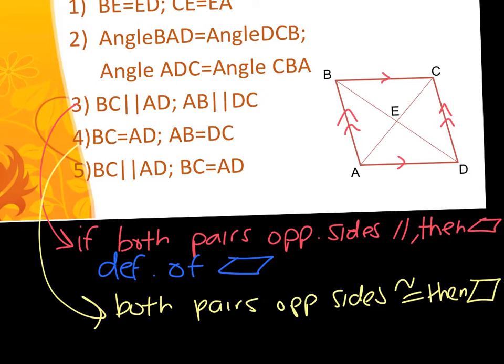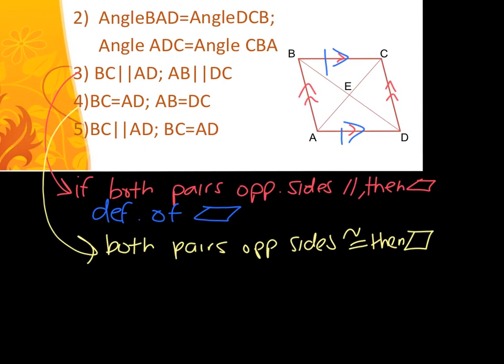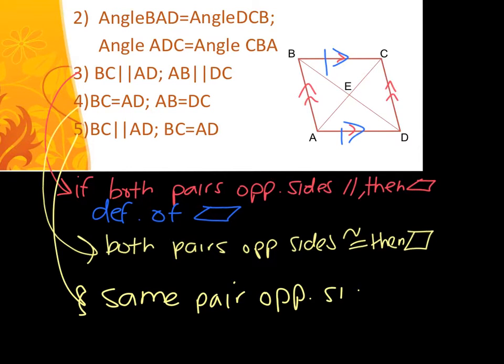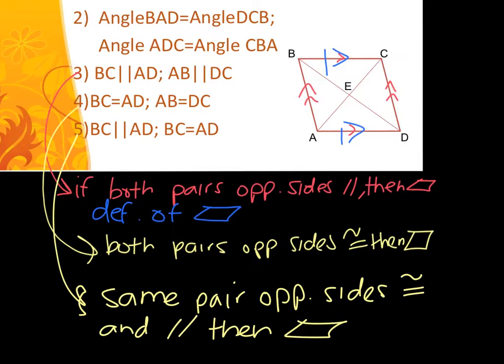And then the last one, it's saying that these are parallel and congruent. Has to be the same pair. So if it wasn't the same pair, it would be not enough information to prove. So the same pair of opposite sides, congruent and parallel, then it's a parallelogram. So the proofs in this case can be as simple as that one step. Like if I gave you this statement as my given, you could write it as the given, and then the next thing could be that it is a parallelogram.